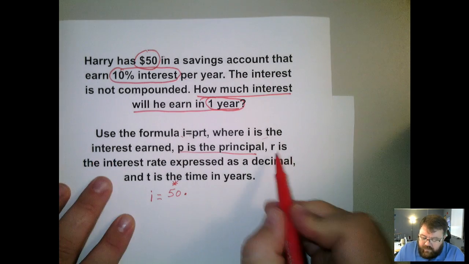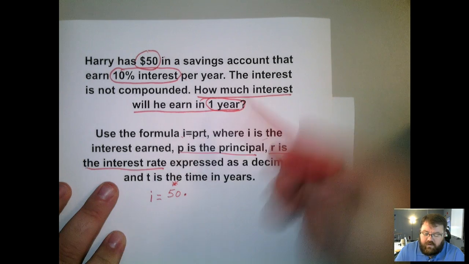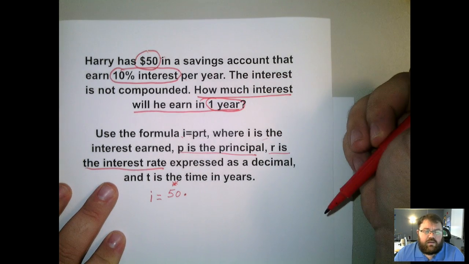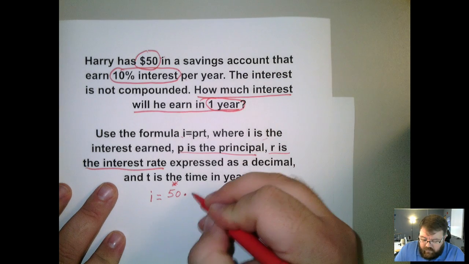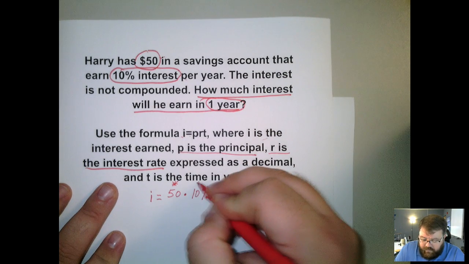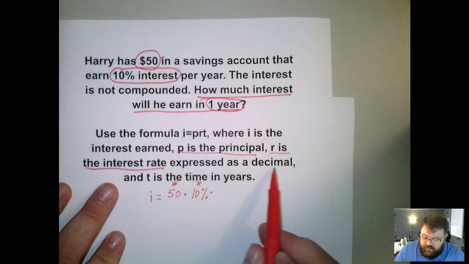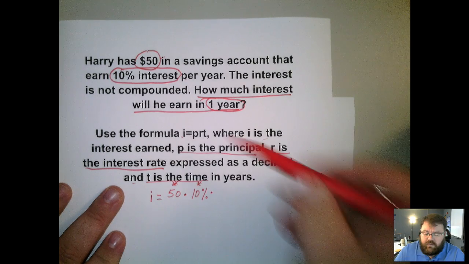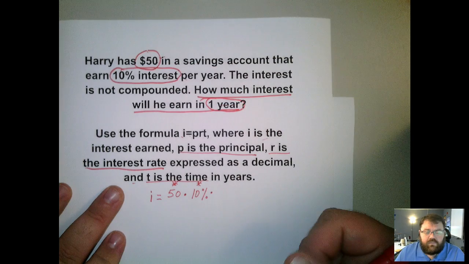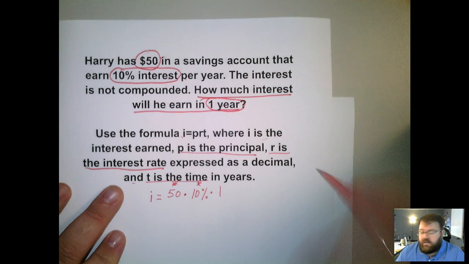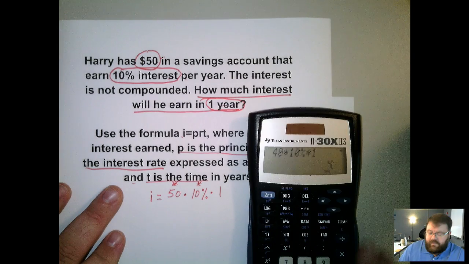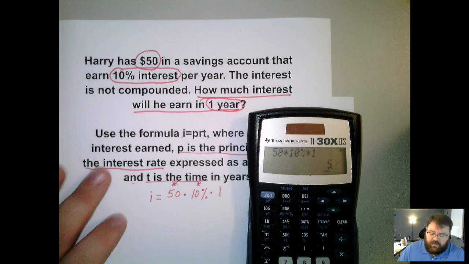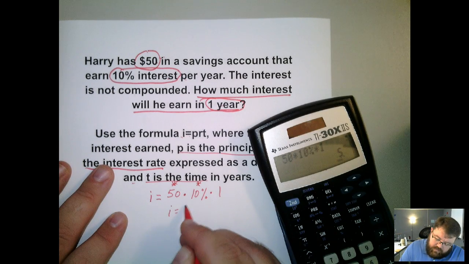Okay, multiply that by the rate. Pause the video, tell me which one of these 3 numbers is the rate. Hopefully you said 10%. Multiply that by the time. Okay, pause the video, tell me which one of these 3 numbers is the time. 1. So here, I'm going to say 50 times 10% times 1. I get $5. Interest is equal to $5.